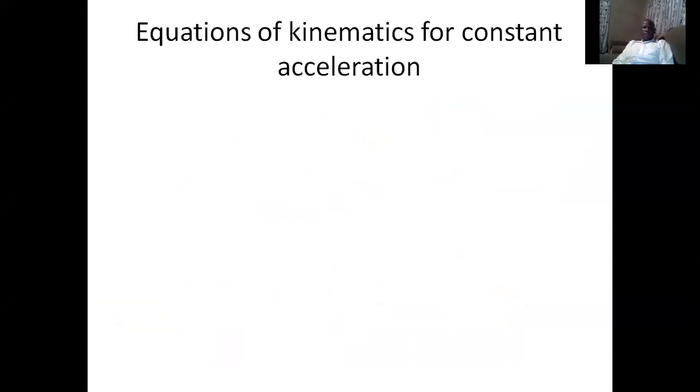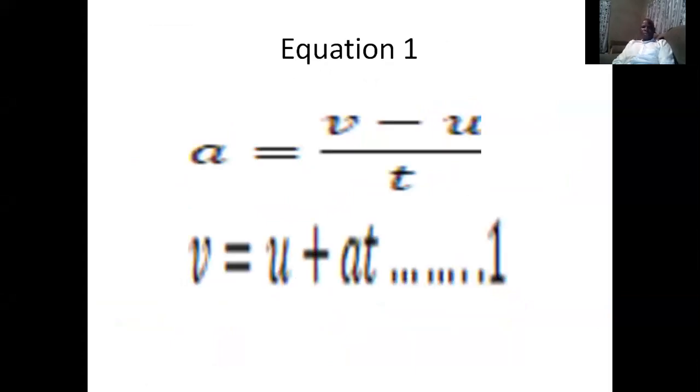So as I said, we are looking at the equations of kinematics for constant acceleration. And so look at equation number one. Basically, number one helps us to find the basis for other equations. So we know that acceleration is equal to the final velocity, V here stands for final velocity, minus initial velocity, U stands for initial velocity, over time. The final velocity is the velocity at the end, while initial velocity is the velocity at the starting point.